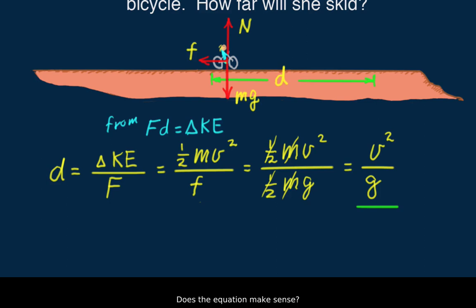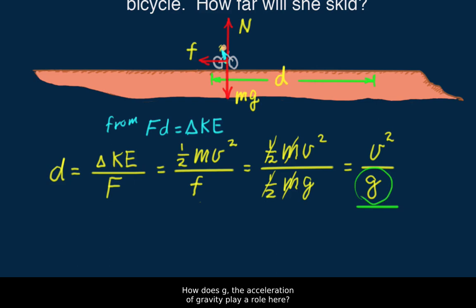Does the equation make sense? The speed squared tells us that if she were traveling twice as fast, her distance of skid would be 4 times as far. That seems right, for twice the speed in the kinetic energy equation tells us kinetic energy is 4 times as much.